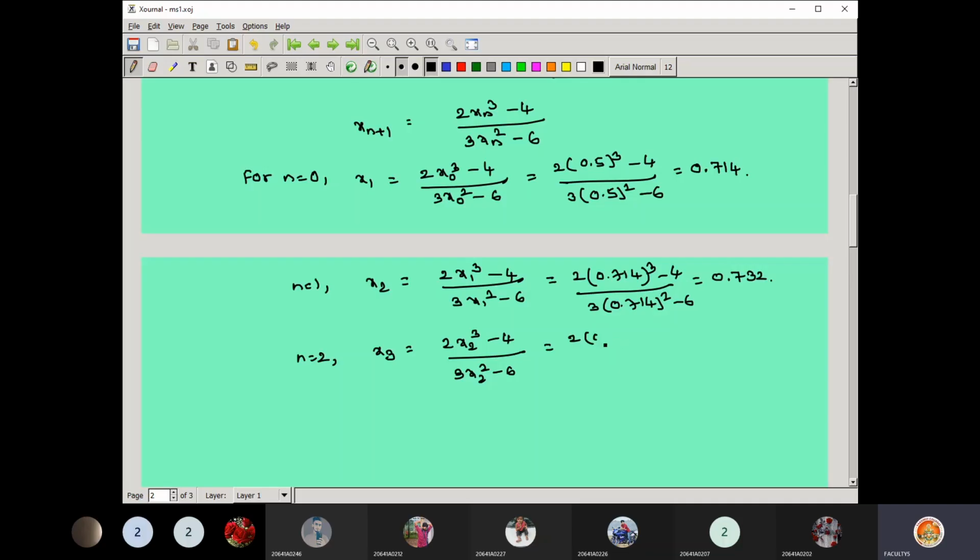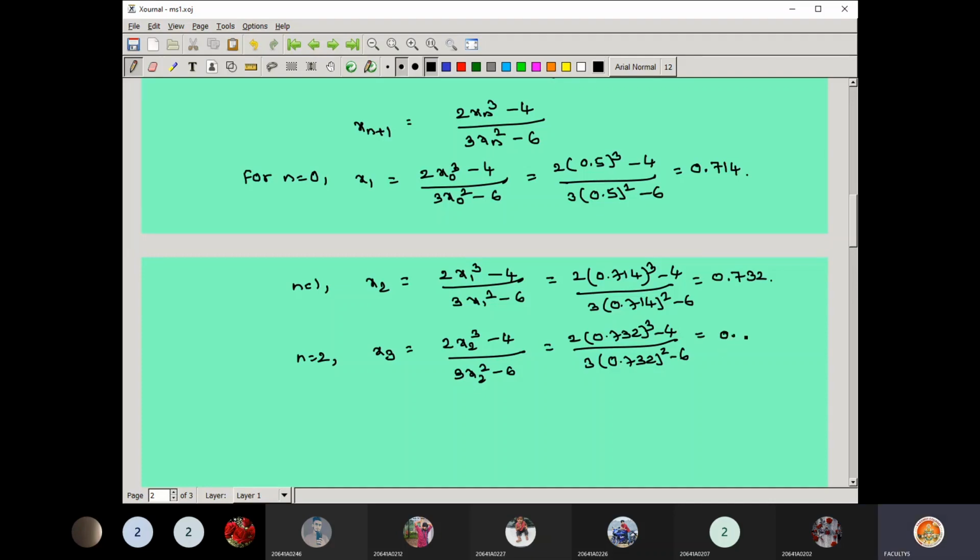So 2 x2 means 0.732 whole cube minus 4, divided by 3 into 0.732 whole square minus 6. So again you can use it. So the value I am getting is 0.732. Similarly, you can go for the numerator also, 0.732, and finally you get 0.732, the final answer. Yes, sir.